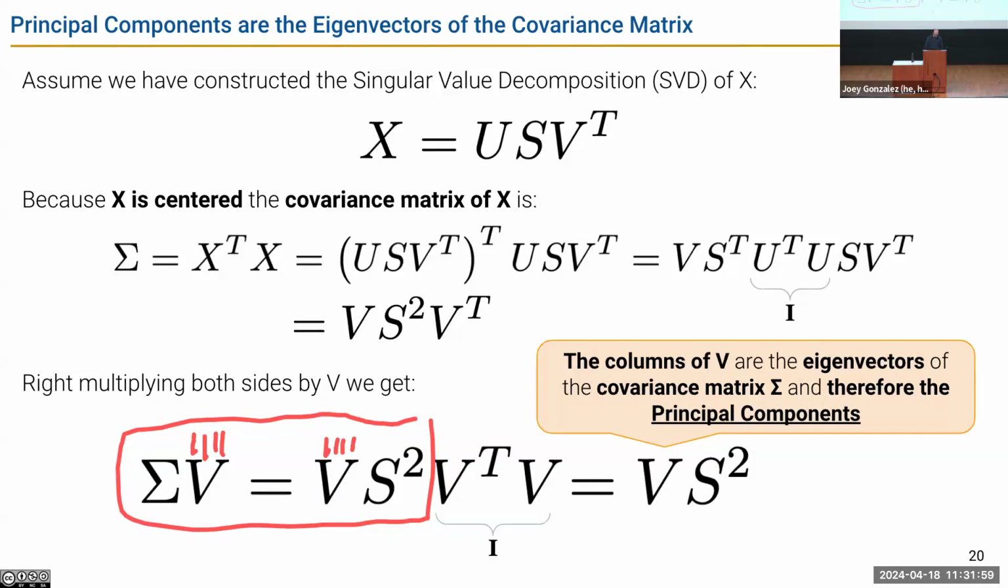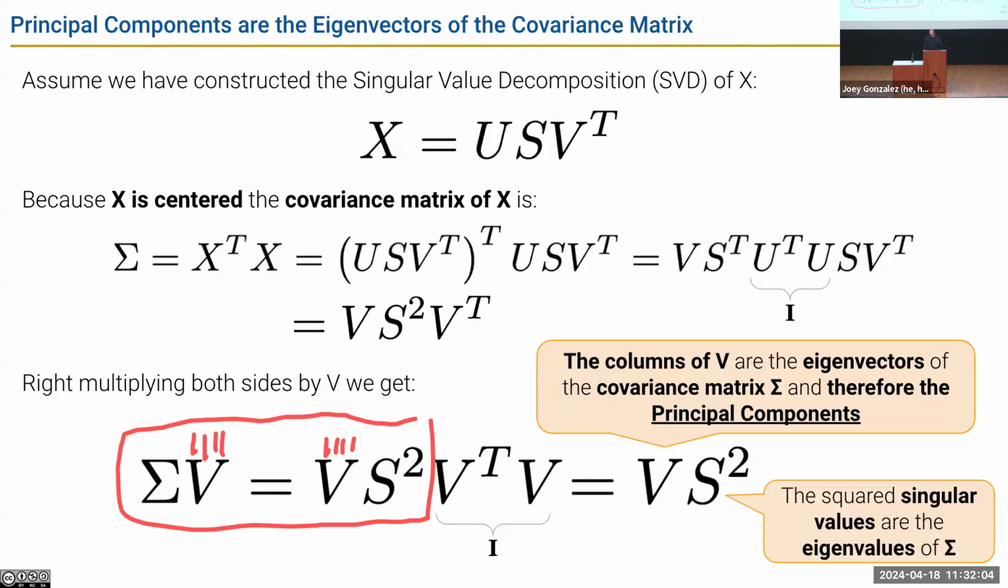You do not really need to know all this math, but it'll help you in your future careers, so I showed you anyways. And this means that S squared, so the principal components squared, are the eigenvalues of sigma.